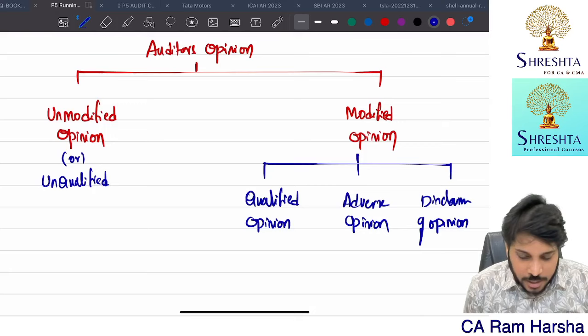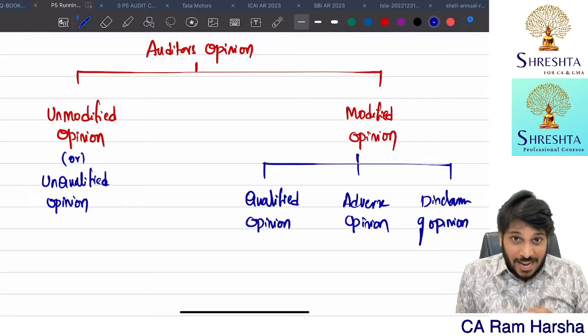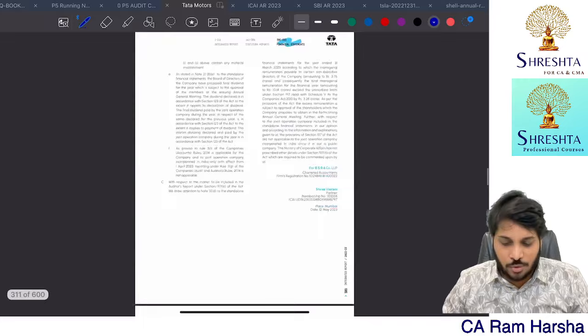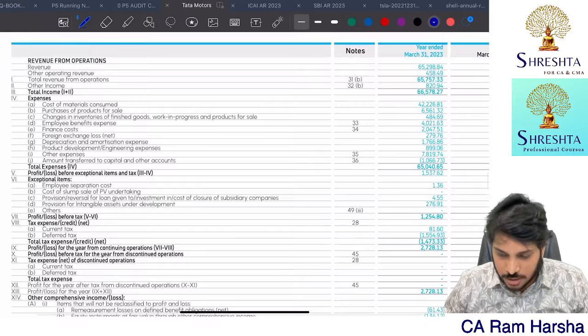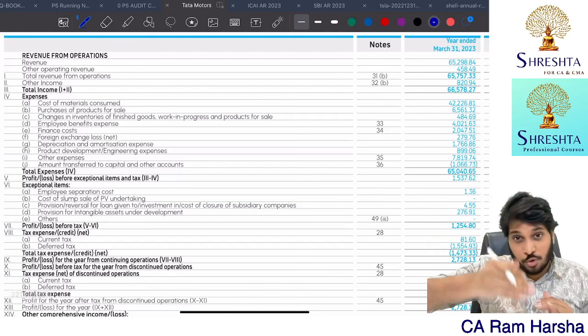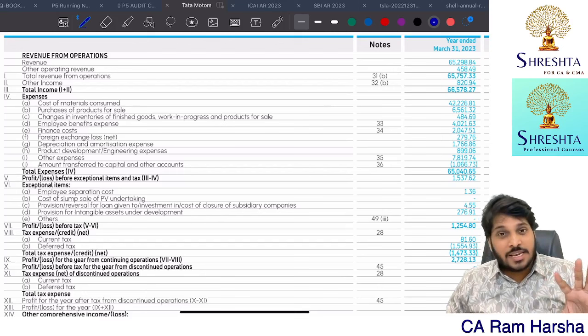Fine. Now, before I discuss this, first let's understand. Look at this Tata Motors. I'll go to the profit and loss account of Tata Motors. I hope you know the P&L balance sheet format. We follow vertical format, right? Not horizontal. Maybe while I'm taking examples, I may use T-shaped balance sheet P&L for understanding.